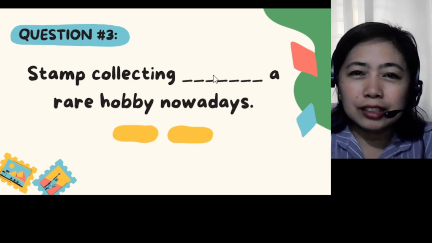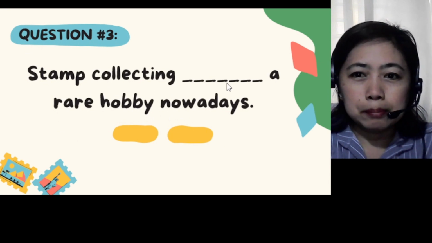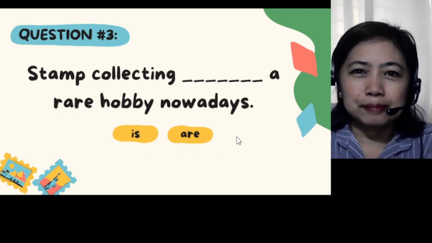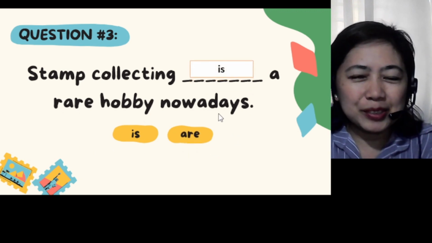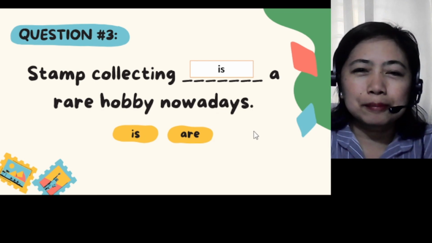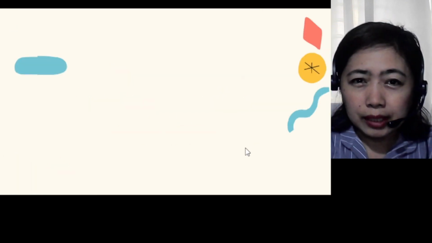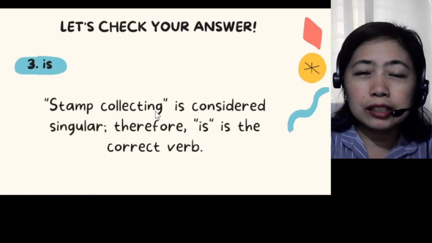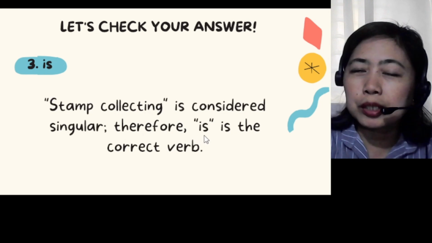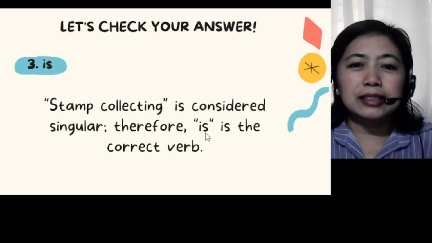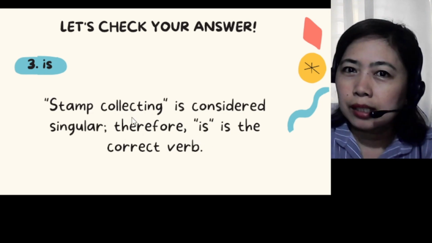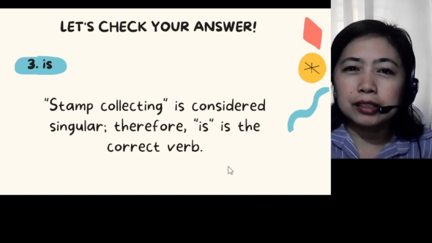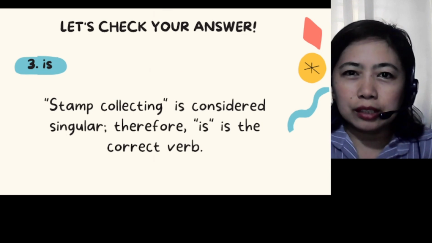We have question or sentence number 3 here. Stamp collecting blank a rare hobby nowadays. Is it is or are? I hope you got it correct as well. So we have here is. Remember that we need to find our subject carefully. Here, stamp collecting is just one singular subject, so therefore your verb should also be is. Our subject there is collecting, and it only pertains to one, so it's a singular subject or singular noun.